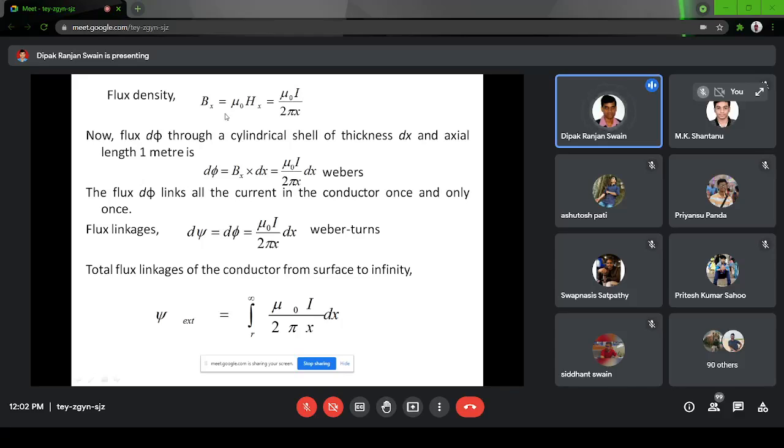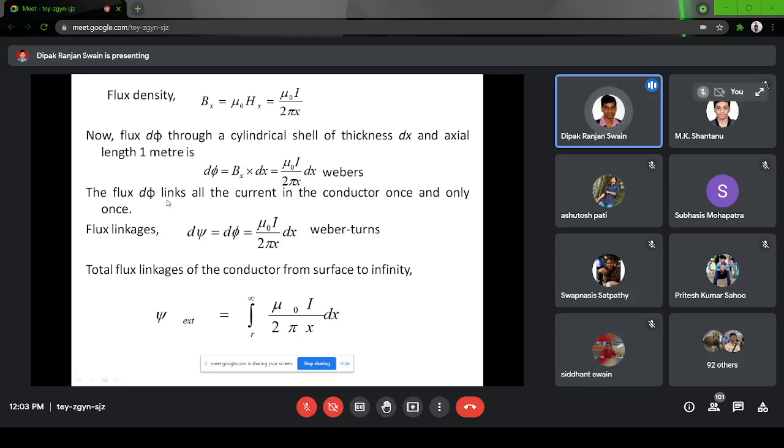Same method, find out the flux density. It is mu 0 Hx, so that is mu 0 I by 2 pi x. Again, mu r is taken as 1. The flux d phi through a cylindrical cell of thickness dx and axial length of 1. As I have told, we are calculating it for 1 meter of length. So for an axial length of 1 meter, it is 1 into dx into Bx, same as the previous case. So just put the value of Bx there: mu 0 I by 2 pi x.